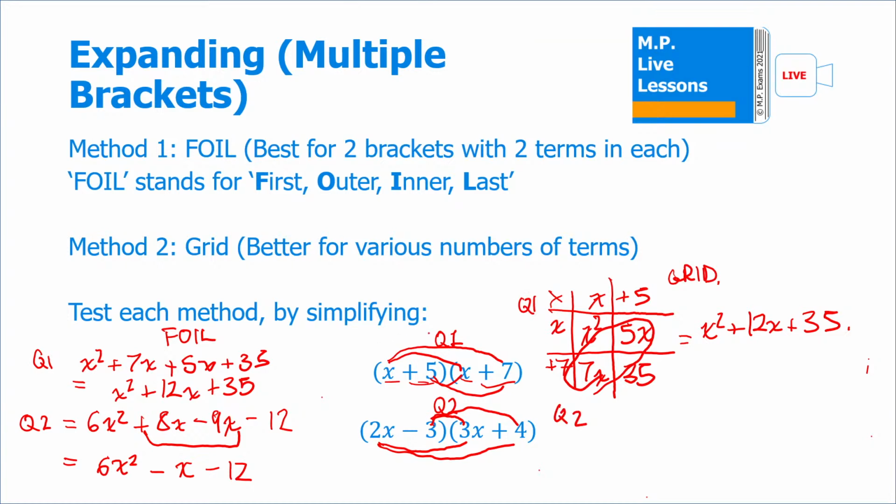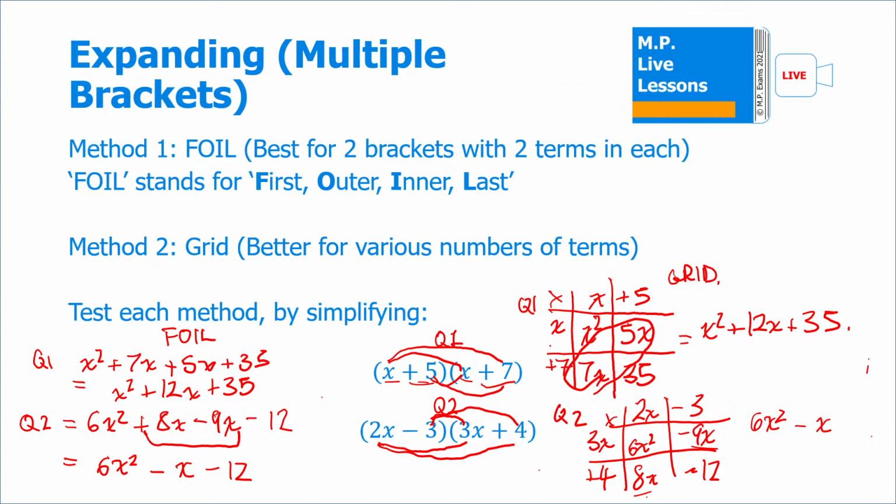And for the grid, we'll draw each bracket on the row or column. When you multiply everything together, what you'll get is 6x squared, minus 9x, and this 8x in here, minus 12. So you also get 6x squared, and these two will collect, minus x minus 12.